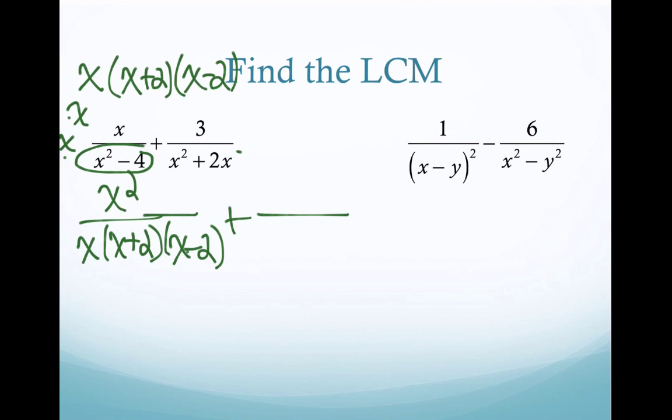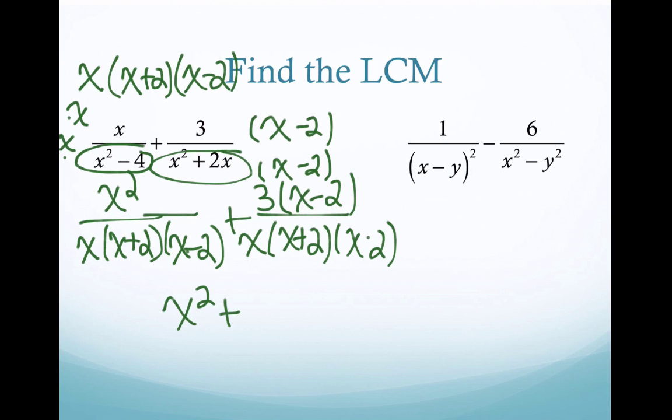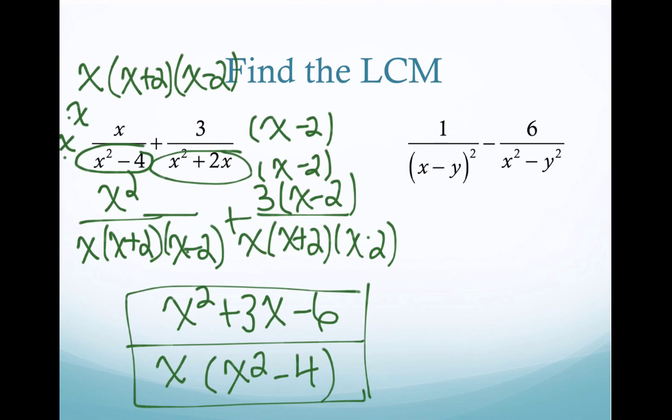My second fraction has the denominator of x times x plus 2. So it's missing x minus 2, top and bottom. So I have 3 times x minus 2 over x times x plus 2, x minus 2. Let's simplify this. X squared plus 3x minus 6 over x times x squared minus 4. X squared plus 3x minus 6 doesn't factor, so there's my simplified solution.